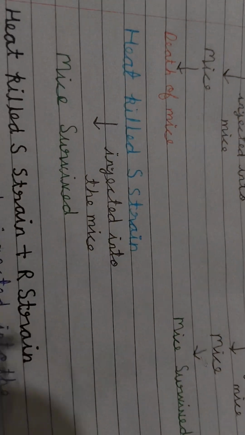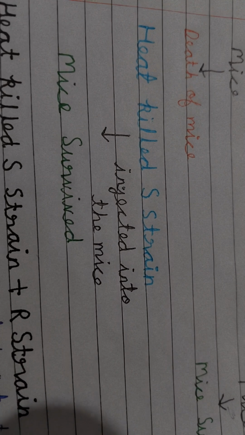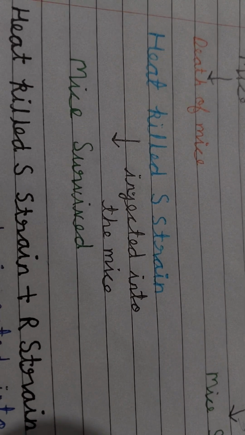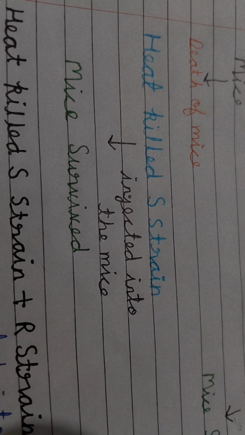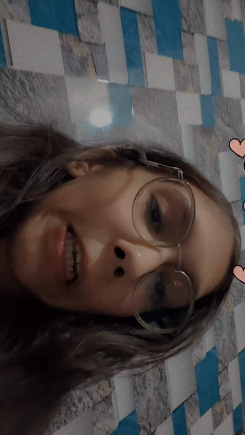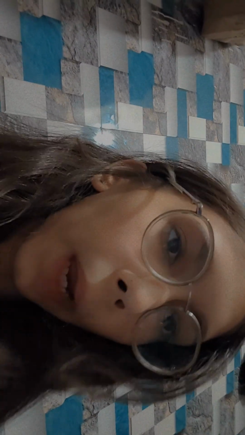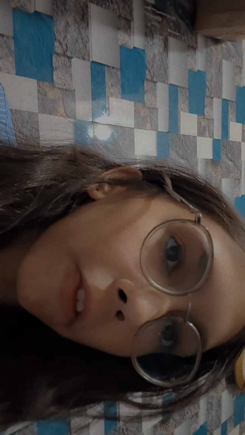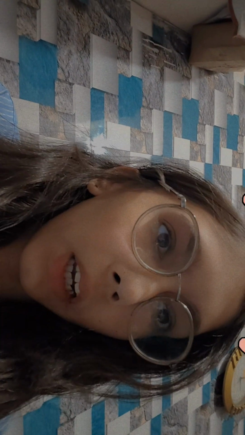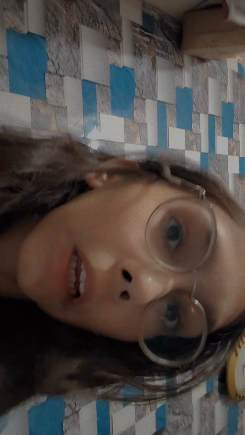But when the heat-killed S strain bacteria is injected into the mice, they survive. Now, it is also normal. When the harmful bacteria is heat-killed and injected into the mice, obviously the mice are going to survive. But here comes the most important and most shocking thing.